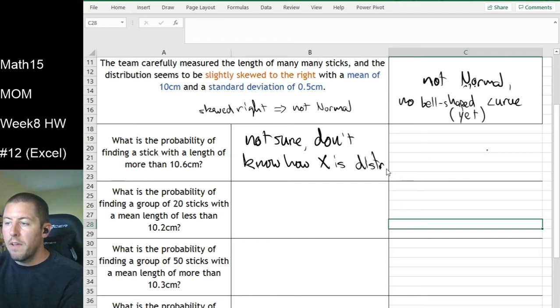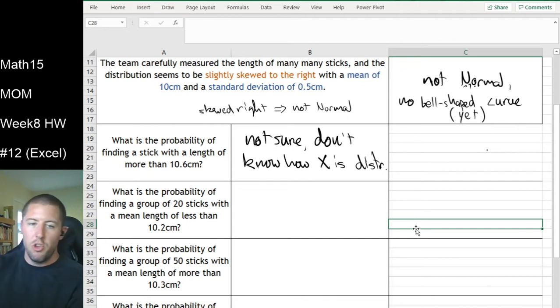Now, if it were the case that they had told us that X is normally distributed with a mean of 10 centimeters and a standard deviation of 0.5 centimeters, then we could go ahead and compute this value. But in this case, we weren't given a normal distribution associated with the underlying variable. So I literally don't know. This could be binomial, this could be uniform. I guess it's not either of those since it's slightly skewed, right? But the point is there's tons of distributions out there. It's not normal, so I'm certainly not going to use a normal distribution calculator to determine that probability. We would need more information to answer that.